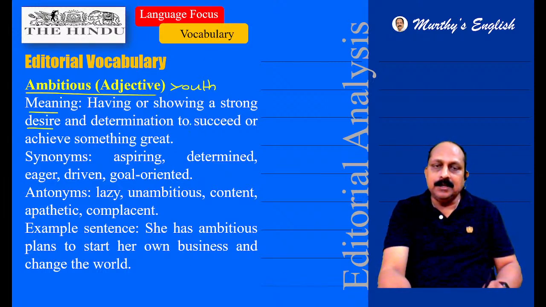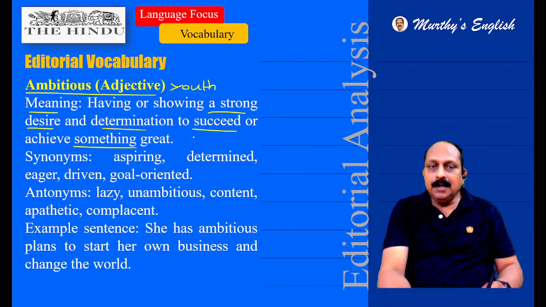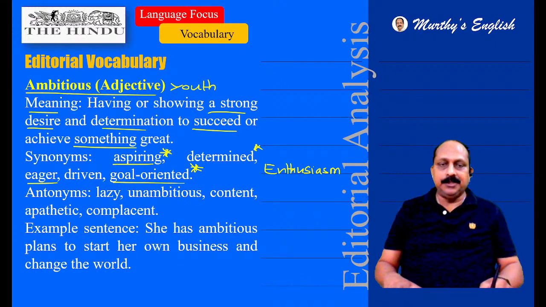Having or showing a strong desire and determination to succeed or achieve something great. Everyone has dreams, but when you have a dream which is not that easy and you want to struggle or strive to achieve that, that is known as to have an ambition. Synonyms: aspiring, you're all aspirants, that is also an important word. Determined, we have got many a time. Eager goes more with enthusiasm, eager to achieve success, eager to learn, driven, goal oriented, an important expression you have to use in descriptive English.